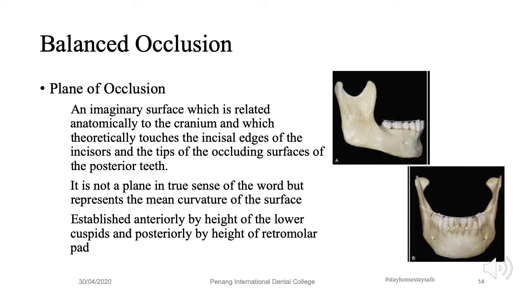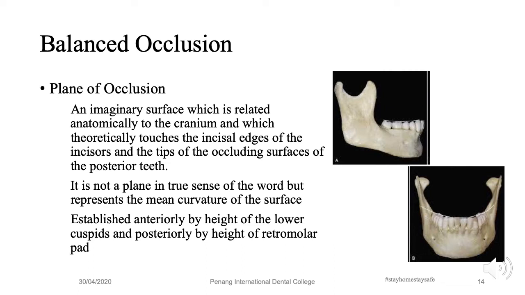As you see in the figure, you can see a small curvature which is taking place from the incisal tip to the posteriors. When you draw a line by the lateral view and the frontal view, you can see a small curvature. That is your plane of occlusion, established anteriorly by the height of the lower cuspids and posteriorly by the height of the retromolar pad. We spoke in the last lecture about where the plane of occlusion should be. It is basically at the height of the incisal surface of the lower cuspids, which moves posteriorly to the two-thirds of the retromolar pad. So that is where the height of your plane of occlusion is.